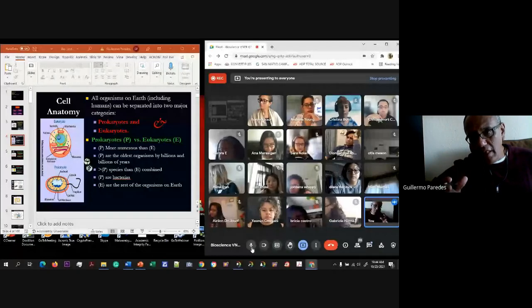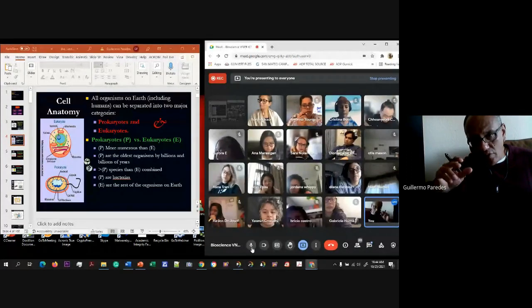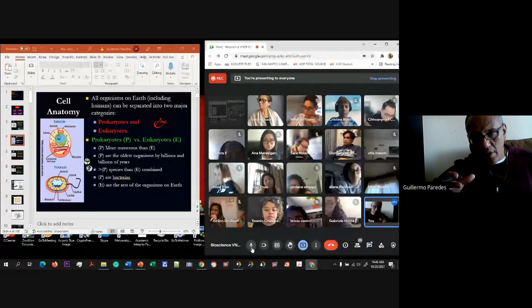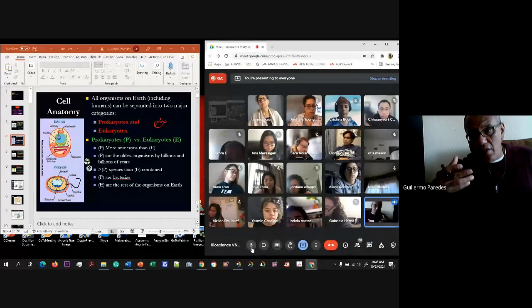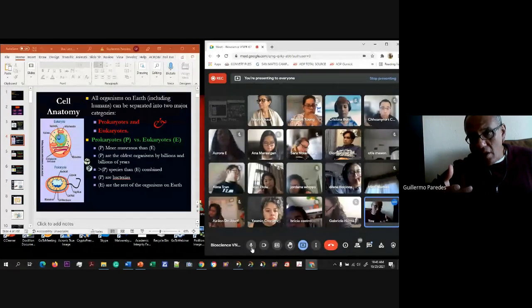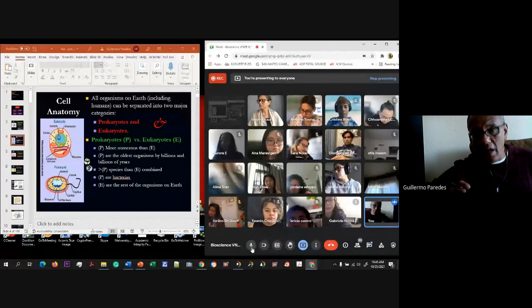the nuclear membrane. So what is the nuclear membrane? It is the membrane that forms the nucleus. The nucleus is like a balloon inside a balloon, and the touch of the balloon is a membrane. That is the nuclear membrane. So we have cells that contain that nuclear membrane and cells that do not contain that nuclear membrane. The ones that do not contain a nuclear membrane are going to be called the prokaryotes.